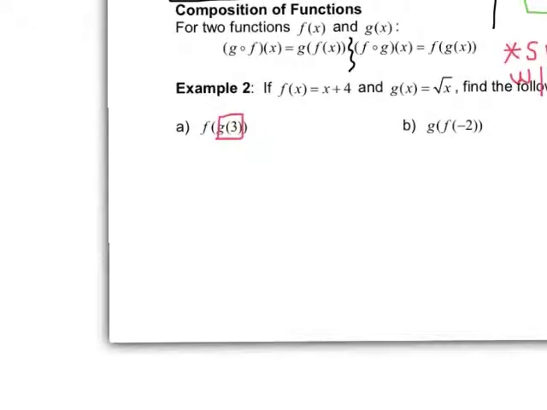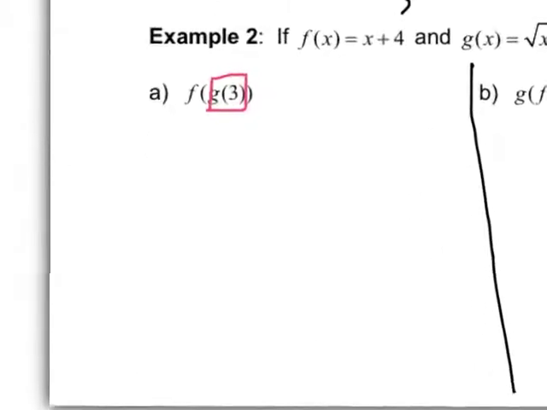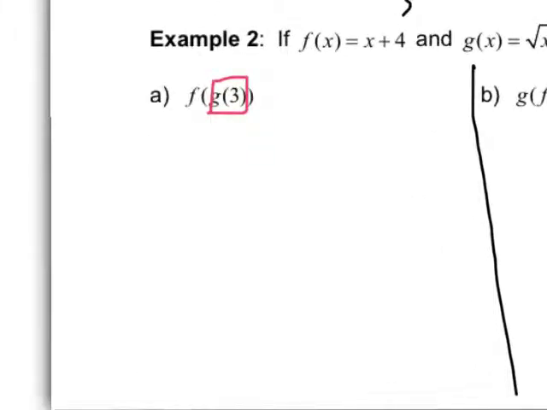We're told f of x is equal to x plus 4, and we're also told g of x is equal to square root of x. So question A wants us to do f of g of 3. So that rule says start with the inside. So the inside I've already boxed is g of 3.